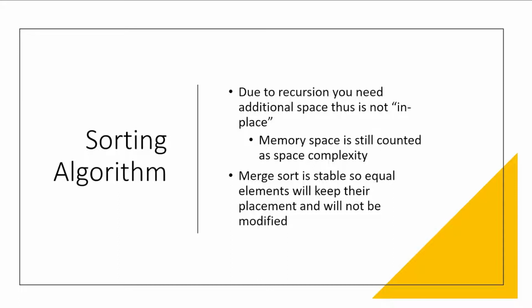We can also consider that merge sort is stable. So if there were two equal elements, two 4s or two 5s at different locations within the list, and we use merge sort, those numbers would still keep their order. The first 4 would still be before the second 4 and wouldn't be modified.